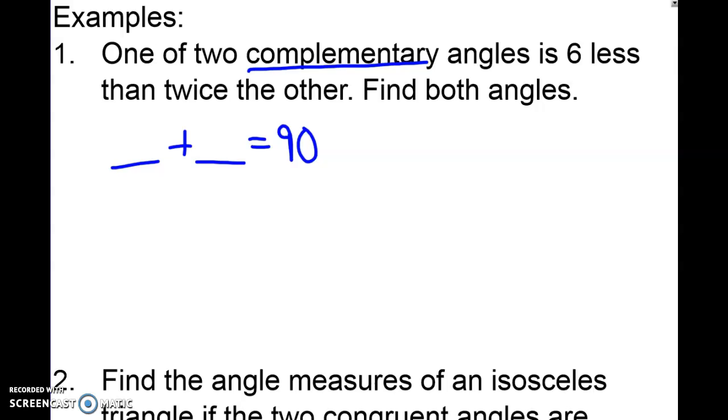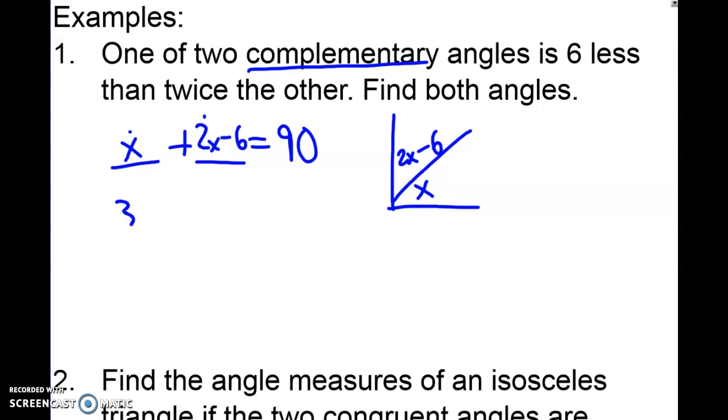Now, if I want to, I can draw this up. And so I was told that we have 6 less than twice the other, so that comes off as 2x minus 6. And the other one we don't know anything about, so I'm just going to call it x. So I have x, I have 2x minus 6. I've now set up the equation, and I just have to solve it. So I have 1 and 2 x's for 3x minus 6 is equal to 90.